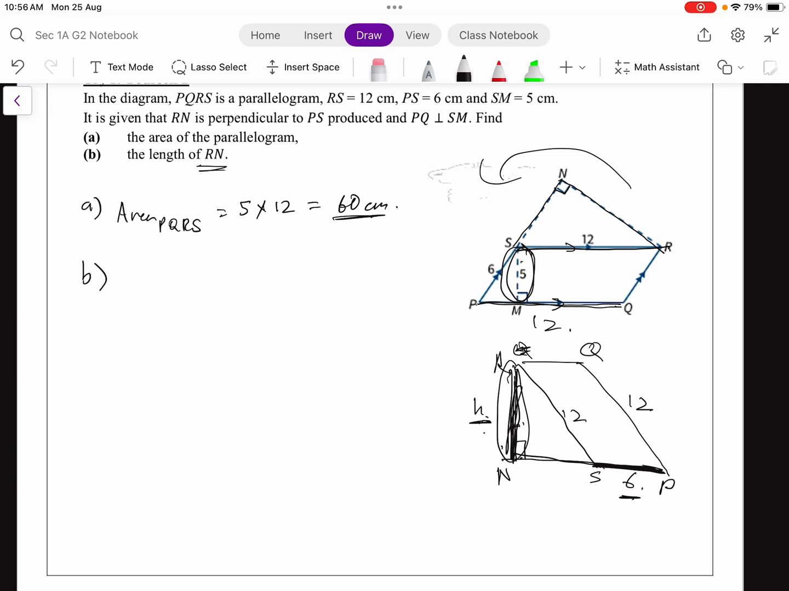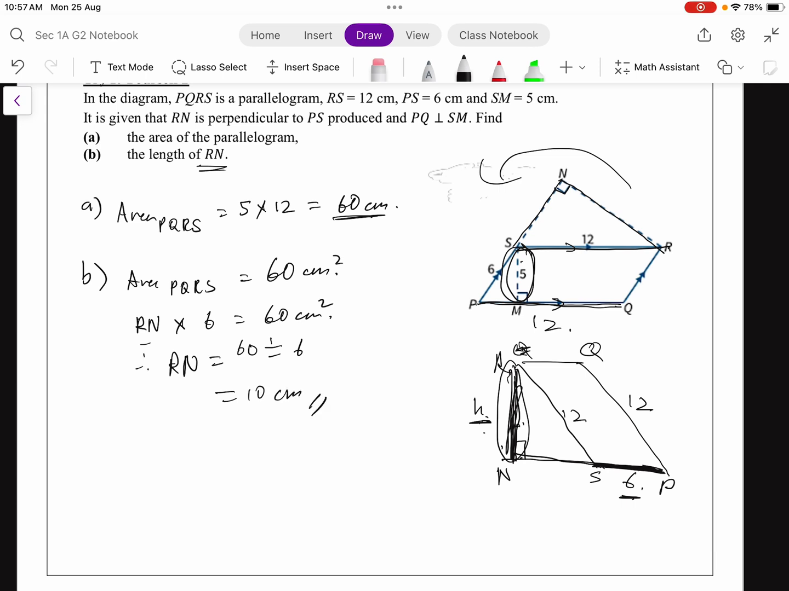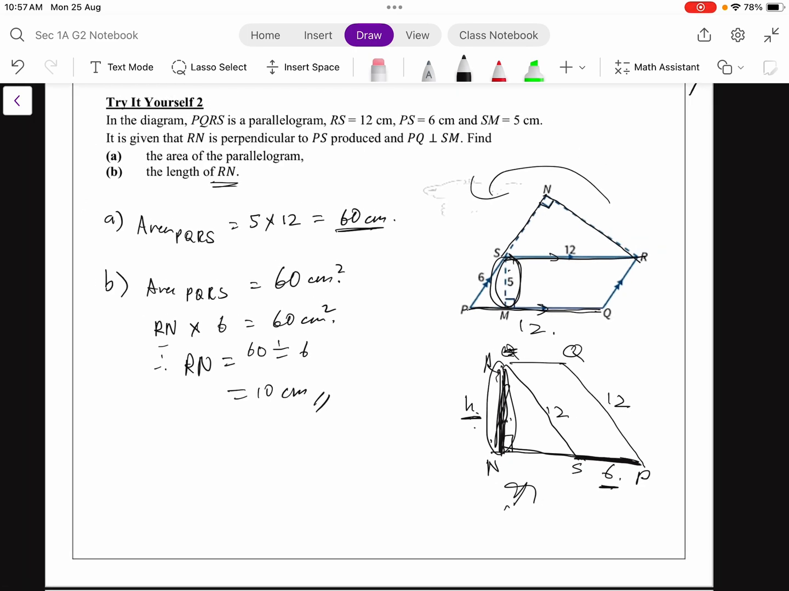So this is a work backwards. Area of PQRS, which we found is already 60 cm square, but this time our formula will be RN multiplied by 6 equals 60 cm square. So if RN times 6 gives you 60, that means if I want to find RN, I need to divide by 6, because RN times 6 is 60, so 60 divided by 6 will give me RN, which is 10 cm. So hope it helps. If you can, rotate your worksheet so that you can see this orientation to better understand how to find the answer for this. Okay, let's move on.